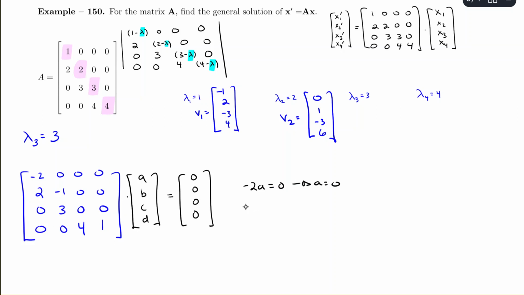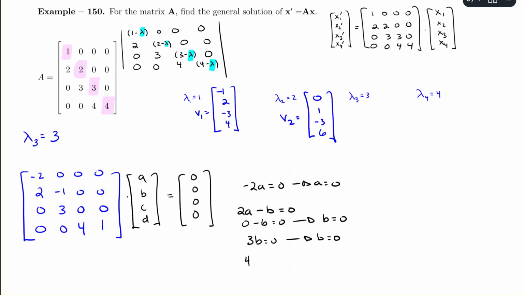Down to the next row, 2a minus b equals 0. Well, we know a is 0, so this is 0 minus b equals 0. That means that b also must be 0. Down to the next equation, and we get 3b equals 0, again letting us know b must be 0.